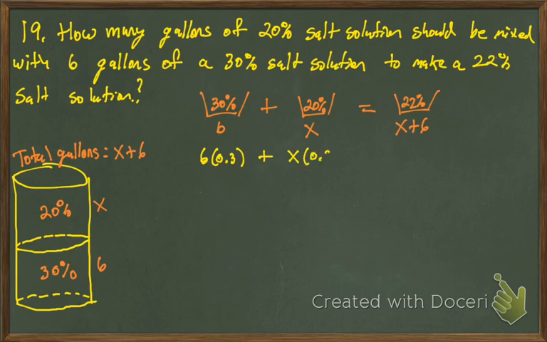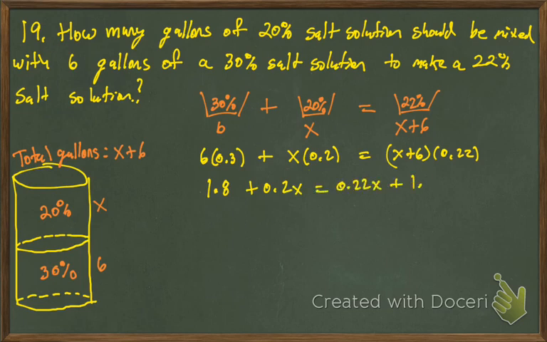Alright, so multiplying to get our pure salt. So this is our pure salt equation. We're only counting up the salt, so the salt from the 30% plus the salt from the 20% should equal the salt from the 22% salt solution. Okay, so 6 times 3 is 18, have 1 decimal place, plus 0.2x, and then we'll distribute the 0.22, so 0.22x plus 132 with 2 decimal places.